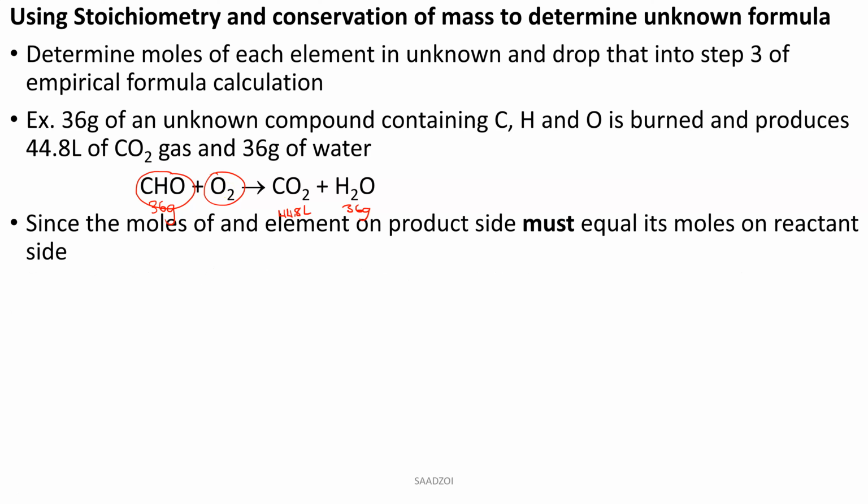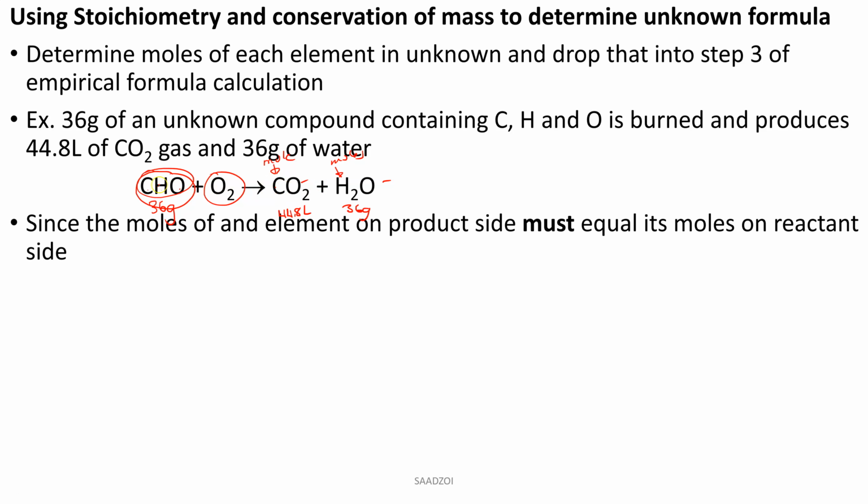So since the moles of an element on the product side must equal the moles on the reactant side, what you could do right now, if you're trying to figure out the identity of this, is get my moles of this, and the moles of O from here, which is from here and here, right? I could theoretically get the moles of these 3 elements, because why? However many moles of the element you have on the product side, you must have on the reactant side.